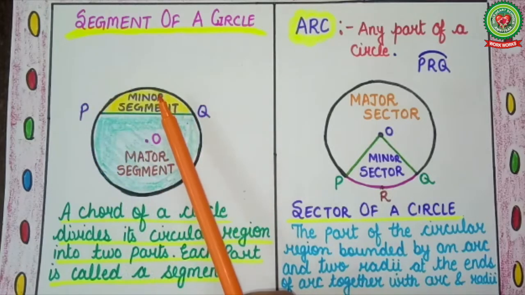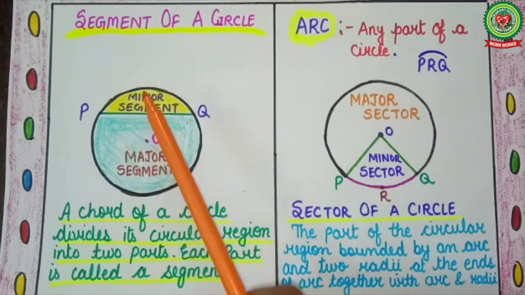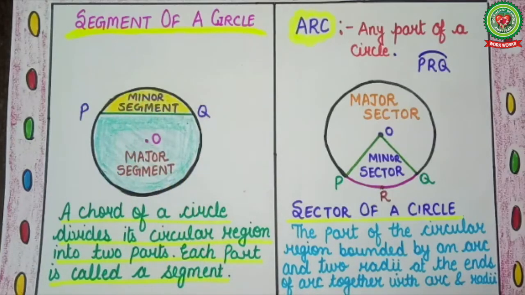Now PQ is dividing circle into two parts. Each part is known as segment. Now this part is known as major segment and this part is known as minor segment.